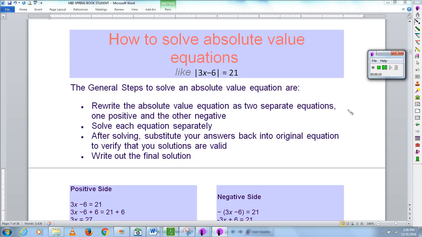The first step, you are going to write the absolute value equation as two equations. One is positive and the other is negative. Step 2, you are going to solve each equation separately. Step 3, after solving each equation, you are going to check your answers. And the last step, step 4, you are going to write out the final solution. So let's begin with the following example.